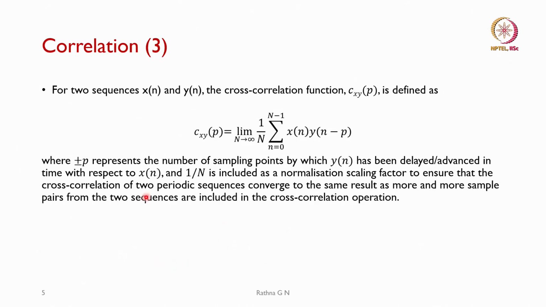Continuing, for two sequences x of n and y of n, the cross correlation function, which we call Cxy of p, is defined by this equation.